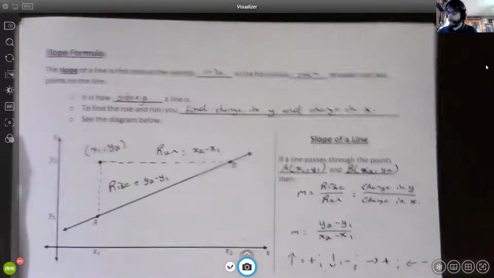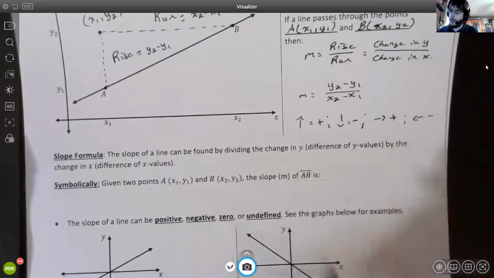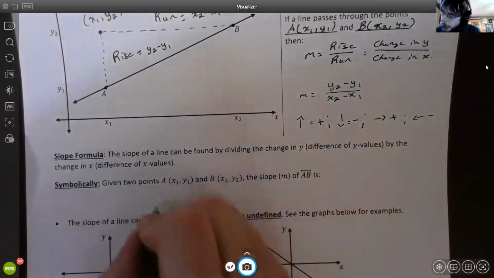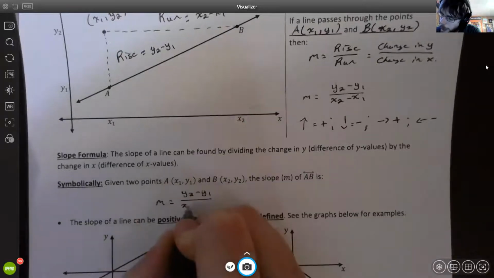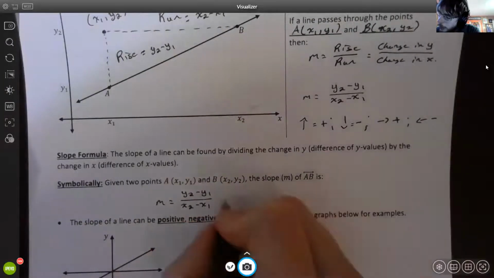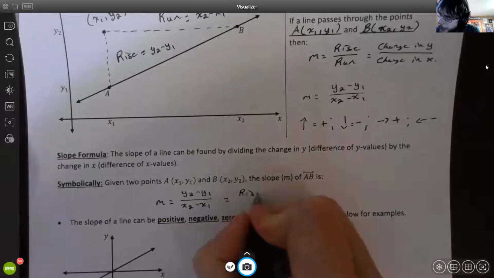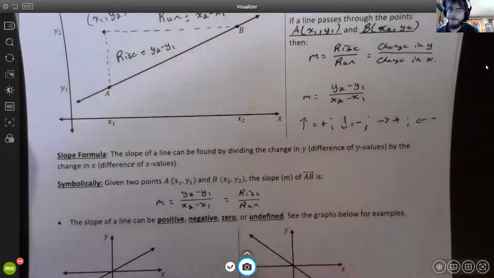So just formally stated, given 2 points, the slope m is equal to y2 minus y1 over x2 minus x1, which is the rise over the run.